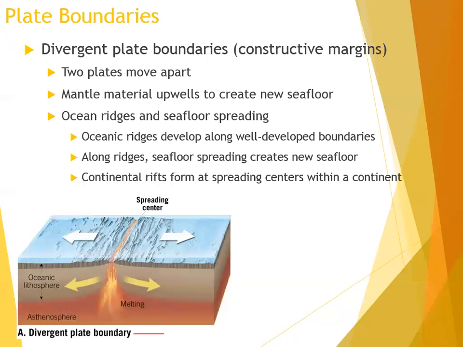But ocean ridges are not the only places where these spreading centers can form. They can also form on continents. When they form on continents, we call them rifts.